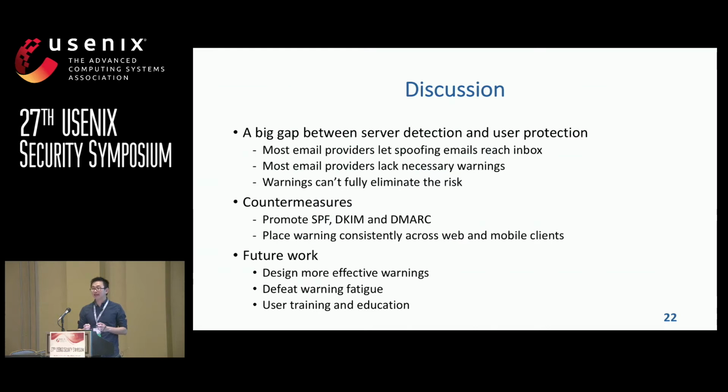Our result shows that there is a big gap between server detection and user protection. Most email providers still let spoofing emails into user inboxes, and most email providers don't give users any warnings, and warnings cannot eliminate the risk. There are some countermeasures we can take. We should promote the adoption of SPF, DKIM, and DMARC. We should place warnings consistently across web and mobile clients. Our future work includes designing more effective warnings, defeating warning fatigue, and we need more user training and education.